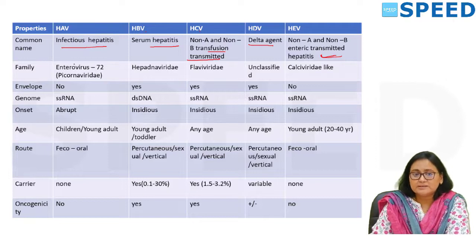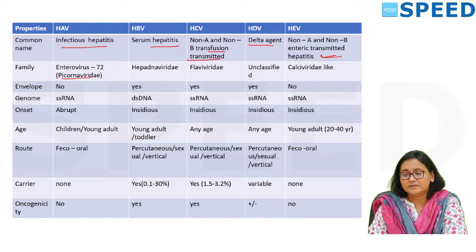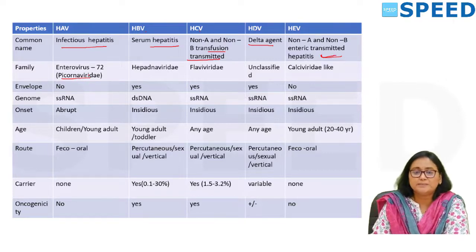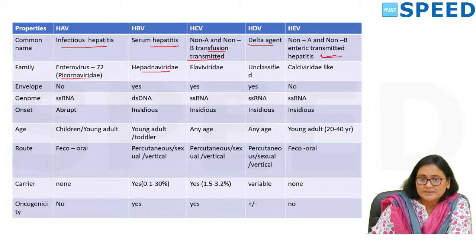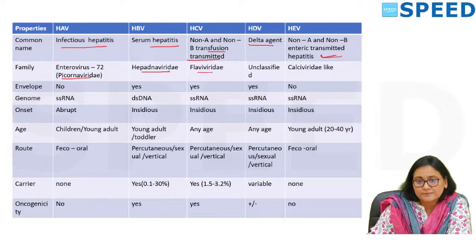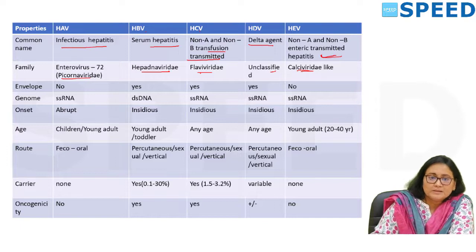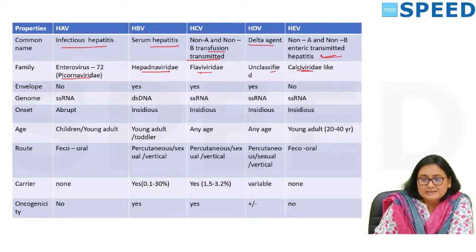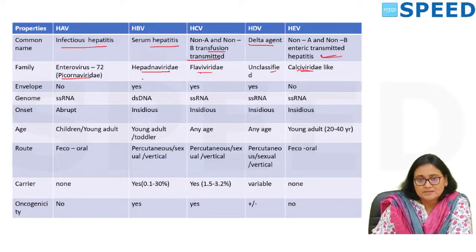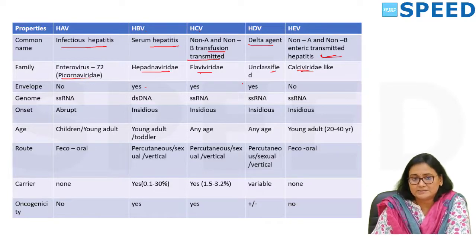Hepatitis A virus belongs to the family enterovirus 72, which is Picornaviridae. Hepatitis B belongs to family Hepadnaviridae. Hepatitis C is from Flaviviridae, D is unclassified, and E is Caliciviridae family. A and E are non-enveloped. The rest, hepatitis B, C and D, are enveloped viruses.